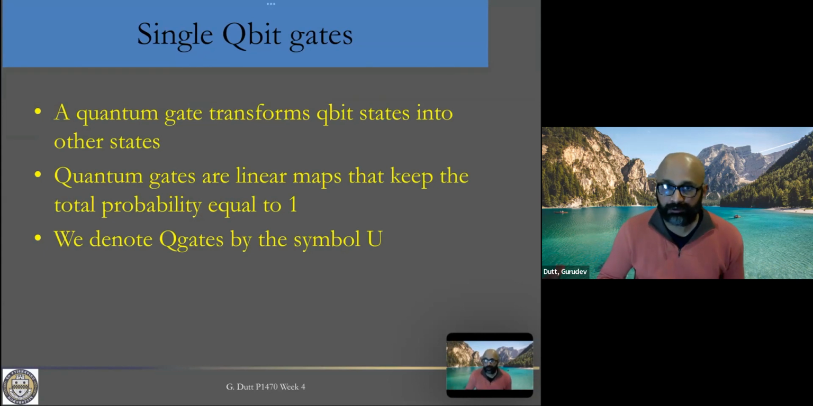So the definition of a quantum gate, specifically a single qubit gate, is that a quantum gate transforms qubit states into other states. Quantum gates are not just any transformation. We can't just transform one qubit state into another qubit state with no restrictions. We have two important restrictions. The first is that it's linear, okay? And the second is that the total probability must be equal to 1. So we denote quantum gates by the symbol U.